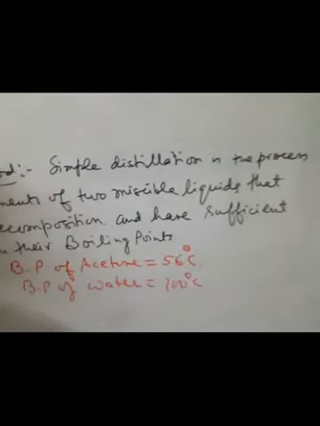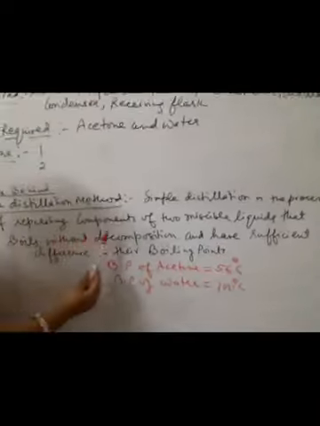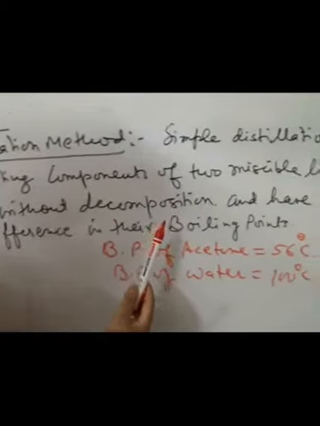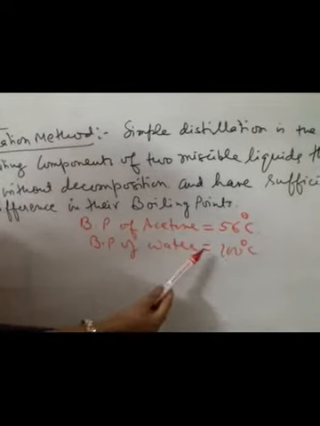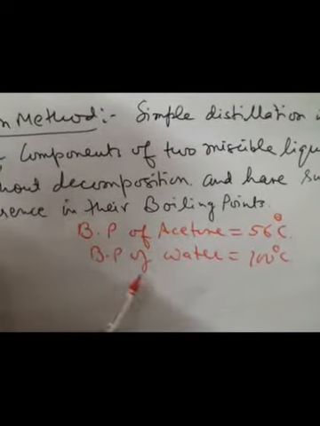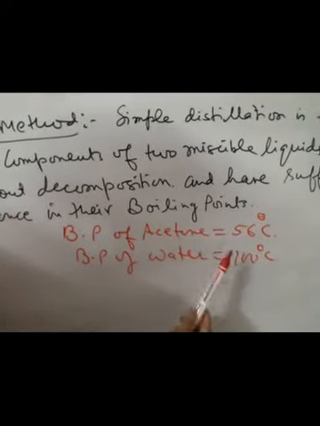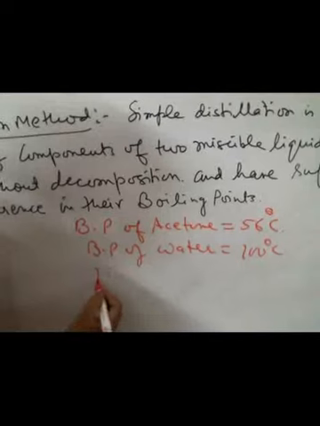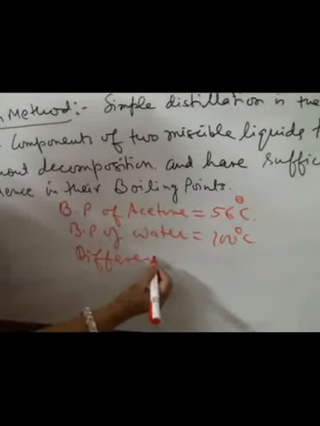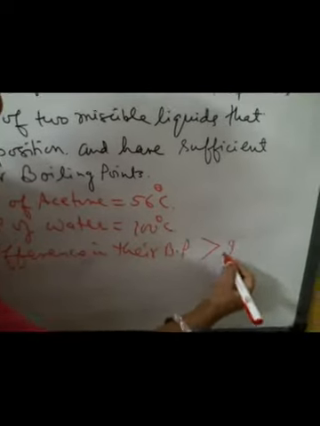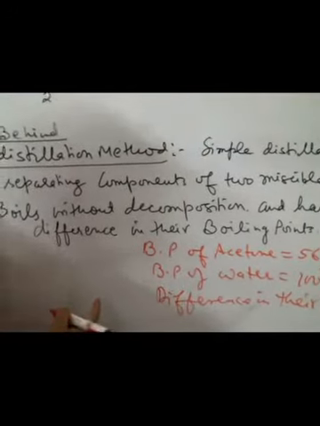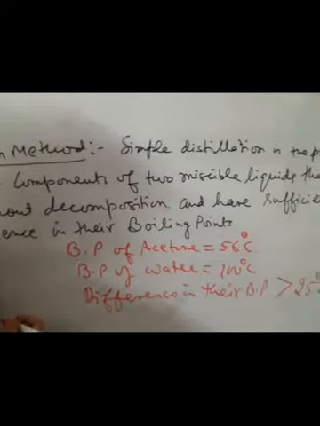Simple distillation is the process of separating components of two miscible liquids that boil without decomposition and have a sufficient difference in their boiling points. The boiling point of acetone is 56 degrees Celsius. The boiling point of water is 100 degrees Celsius. And the difference in their boiling points is more than 25 degrees Celsius. So we apply the simple distillation method to separate two miscible liquids.